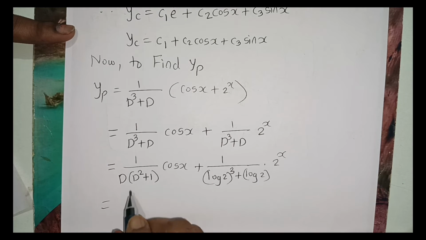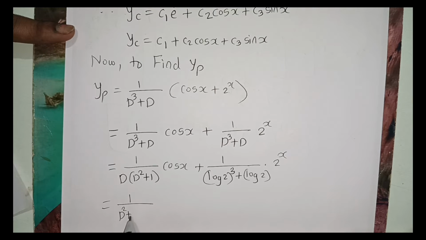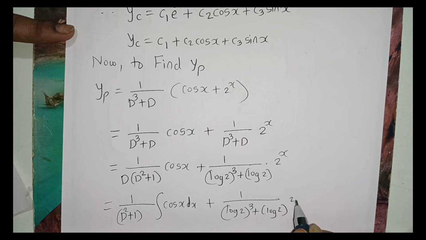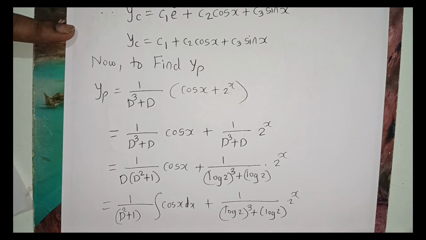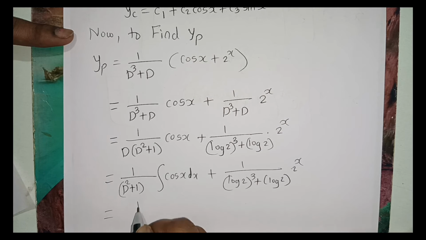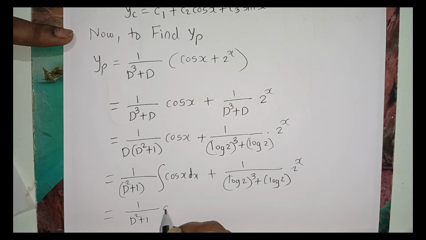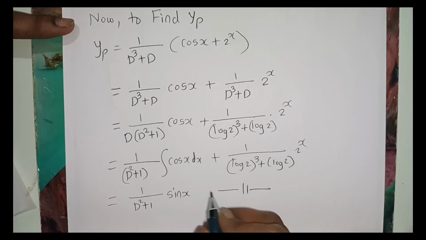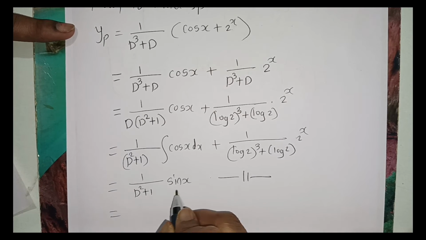Plus, 1 upon D works as integration, so take the integration of cos of x, plus 1 upon log 2 bracket cube plus log 2, operating on 2 raised to x. So it is equal to, the integral of cos x is sin x, so 1 upon D square plus 1 sin x. This will be the same solution. Okay, so 1 upon D square plus 1 sin x.